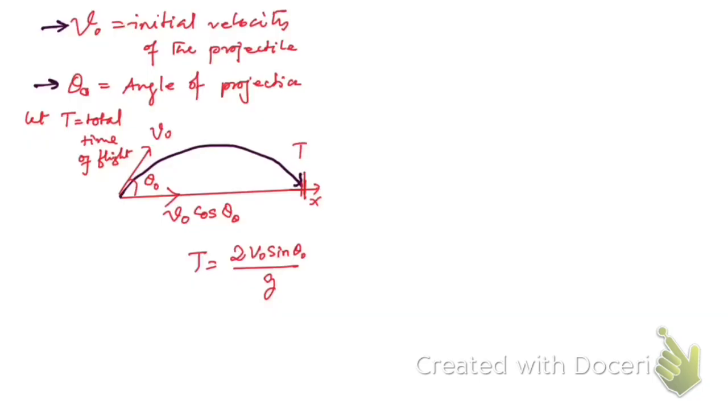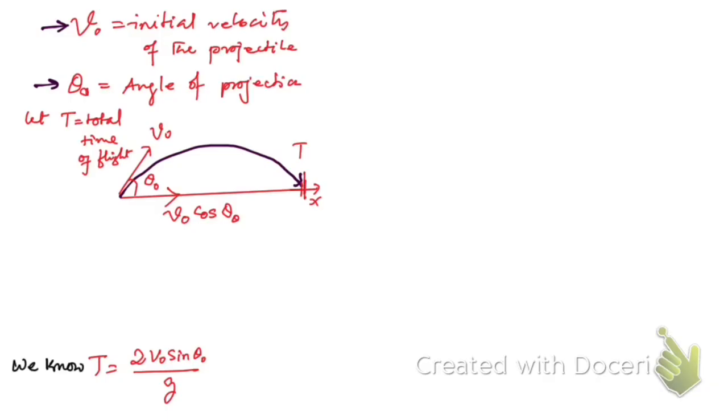So here you see, we are going to assume this is known to us, because if we derive this total time of flight also, that is going to be very long. Only 2 marks is given, so it will be taken as a known quantity. Okay, hope you have understood this. So now you see, here we are going to write, we know this.